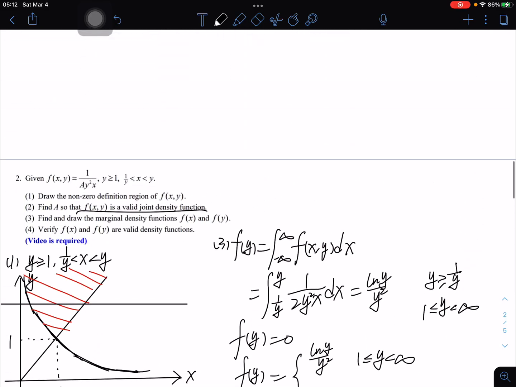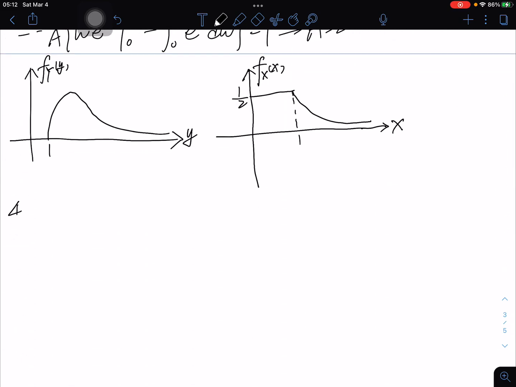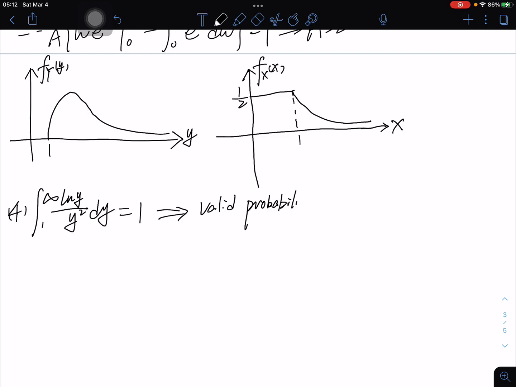Okay, so the last question is to verify f_X and f_Y are valid density functions. What is a valid density function? We need to ensure that the integral of f_Y(y) dy equals 1, so it is actually a valid probability density function.